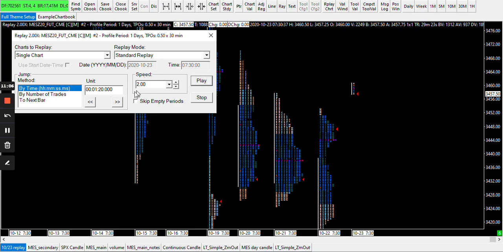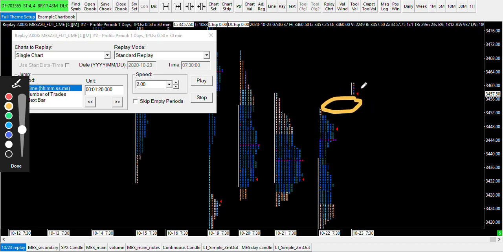So if this gap holds, that means that it does not trade back into this gap area and moves up. That's what a gap hold looks like. Otherwise, if it opens up here, we're going to be watching to see if it comes back down into this area.